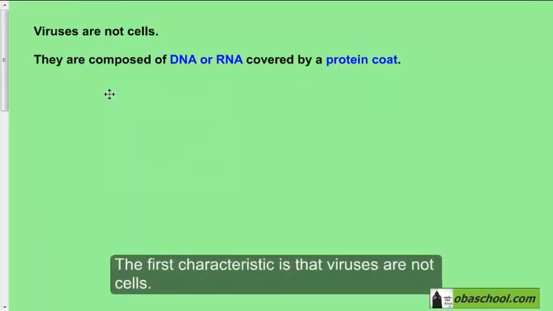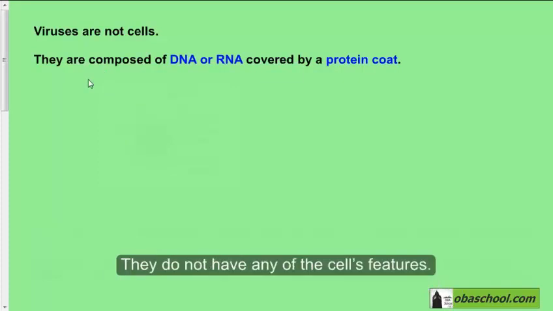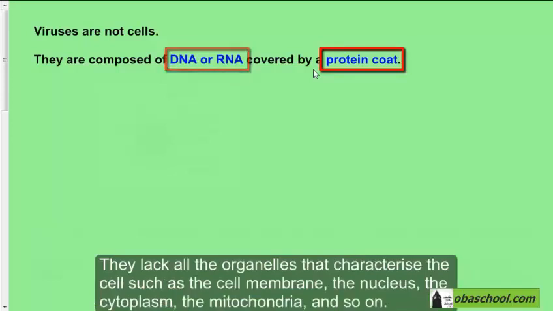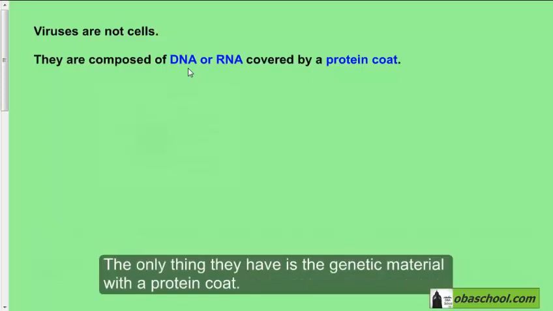The first characteristic is that viruses are not cells. They do not have any of the cell's features. They are composed of DNA or RNA covered by a protein coat. They lack all the organelles that characterize the cell, such as the cell membrane, the nucleus, the cytoplasm, the mitochondria, and so on. The only thing they have is the genetic material with a protein coat.